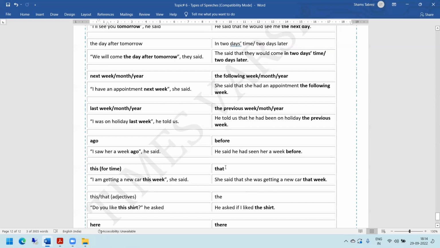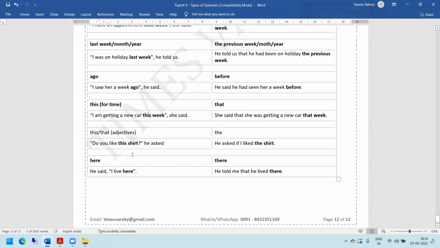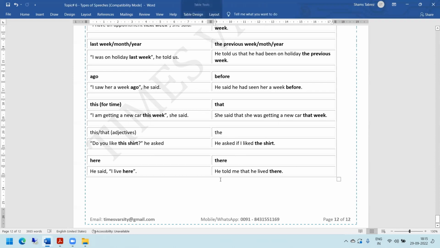Instead of this, it is now that. And another two: this or that. Do you like this shirt? He asked. He asked if I liked the shirt. Because you see before shirt, this is used, but instead of this, the article is added. Similarly here: he said, I live here. And instead of here, it is there. He told me that he lived there.